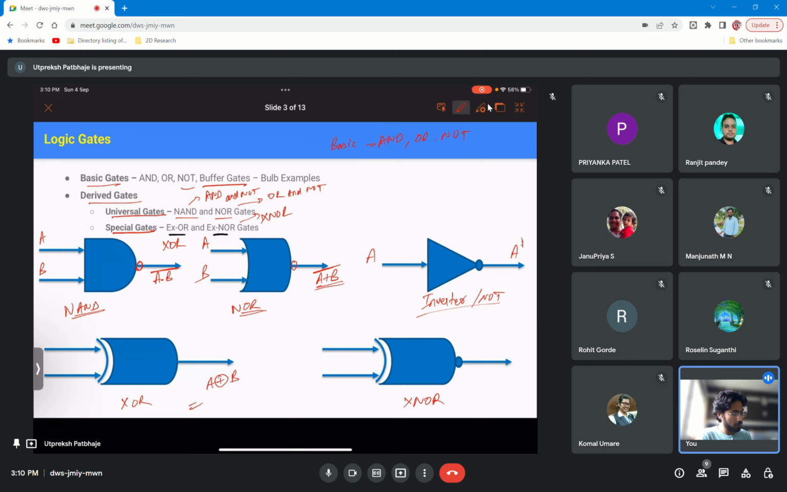And this we can define in algebraic form as A complemented B plus AB complemented. And since we also have XNOR, the expansion for XNOR is simply the barred form of A circled plus B, which will be giving A dash B plus AB dash whole complemented.